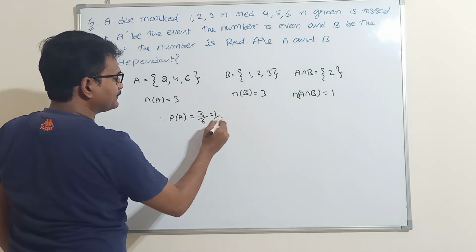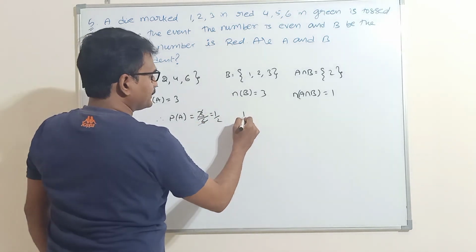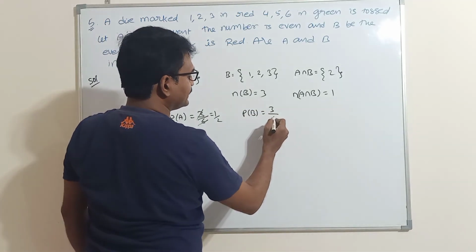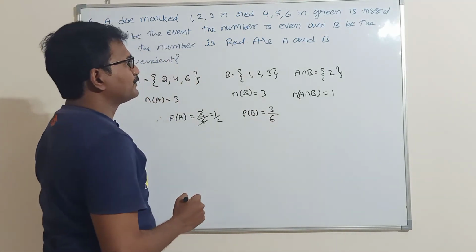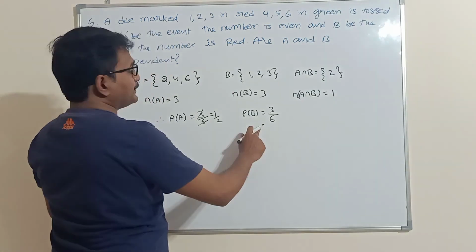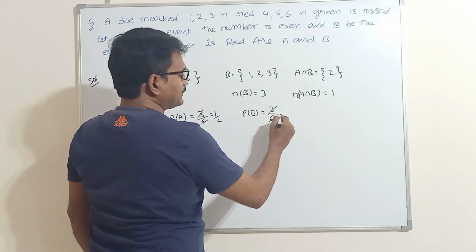Now find P of A. P of A value is 3 by 6, that means 1 by 2. Next, P of B is N of B by N of S. N of B is 3. What is N of S? Total number of sample points for a die means 6. So this is also 1 by 2.